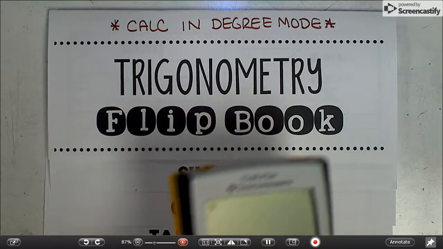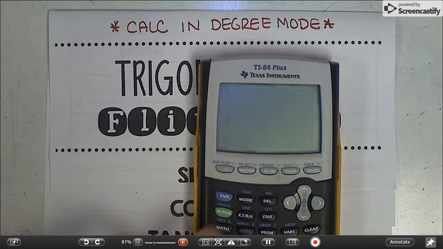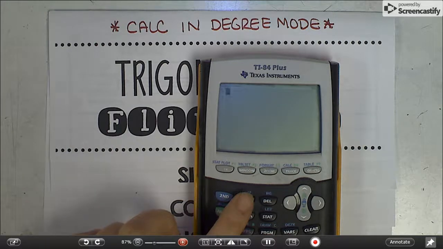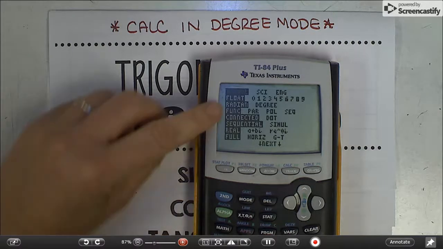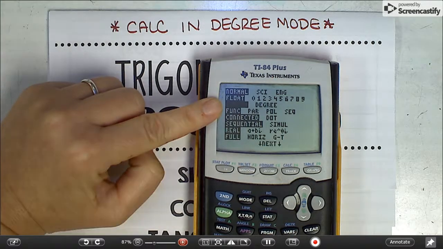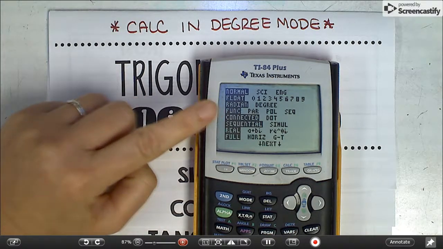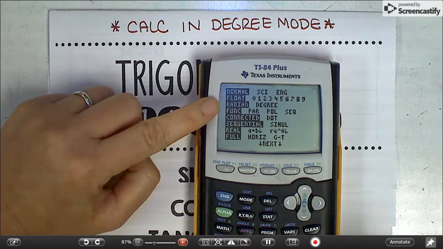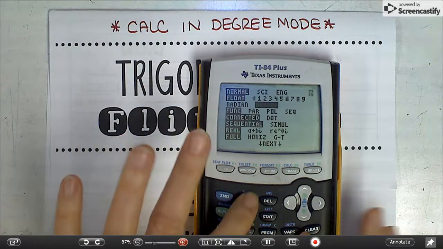When you first turn on your calculator, you're going to hit the mode button right here. And if you look third thing down, it says radians. You do not want that. For right triangle trigonometry, we're playing with degrees. So as soon as you turn it on, hit mode, go over to degree, and press enter. Now it's in the right mode to do trig.